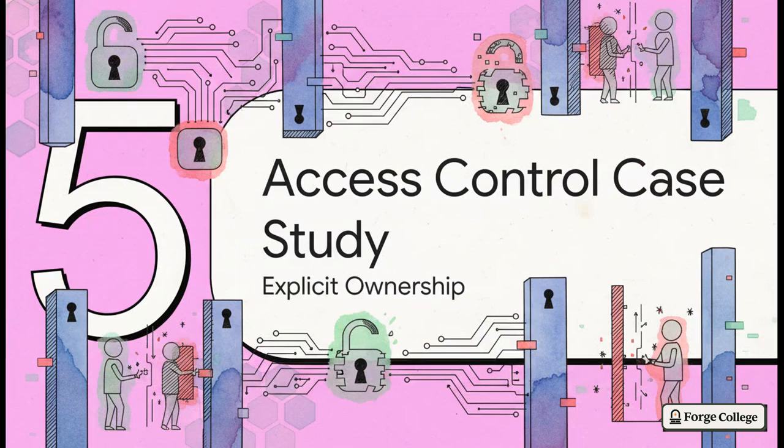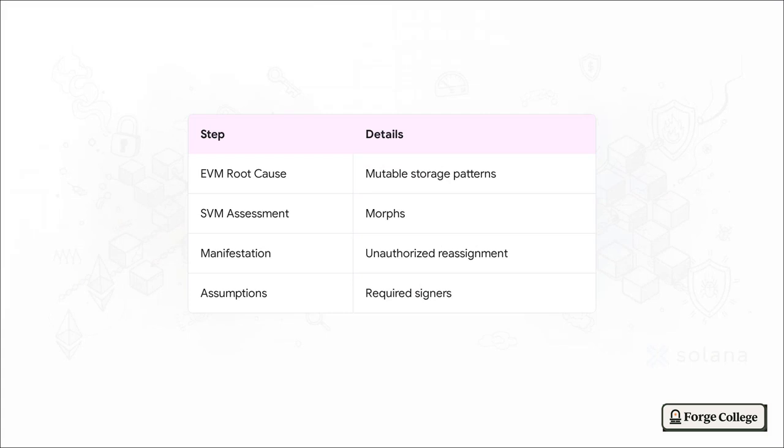Access Control. Explicit Ownership. Making sure that only the right people can do the right things with the right assets sounds pretty simple, right? But it is a massive surface area for bugs. Let's break this one down. In the EVM, the root cause is very often mutable storage patterns. Think admin flags or ownership addresses just sitting out there in contract storage, waiting to be wrongly overwritten.